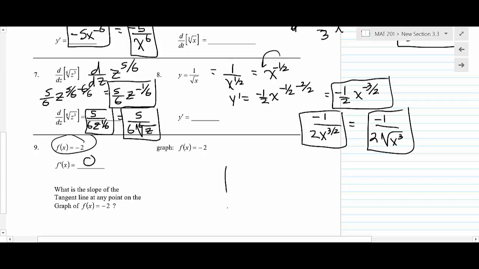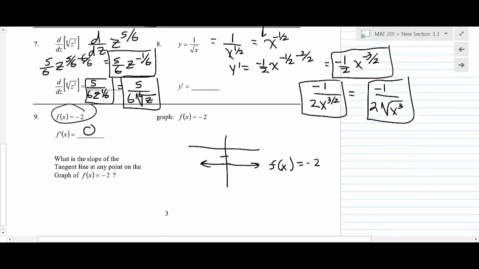Okay, f of x is equal to negative 2, what's the derivative? 0, of course, okay? The graph of this, if you graphed f of x equals negative 2, it goes like this. So what I'm just trying to have you do on this is f prime of x is equal, hold on, what am I trying to do here? Okay, I'm trying to graph the function. I'm not at the derivative. So that's the graph of f of x equals negative 2. So what's the slope of the tangent line at any point on that graph?